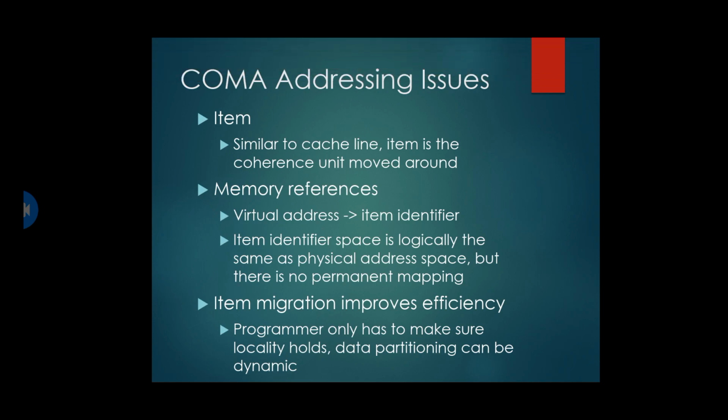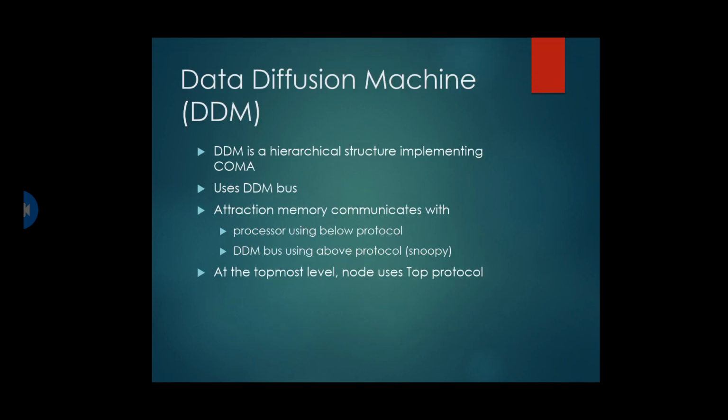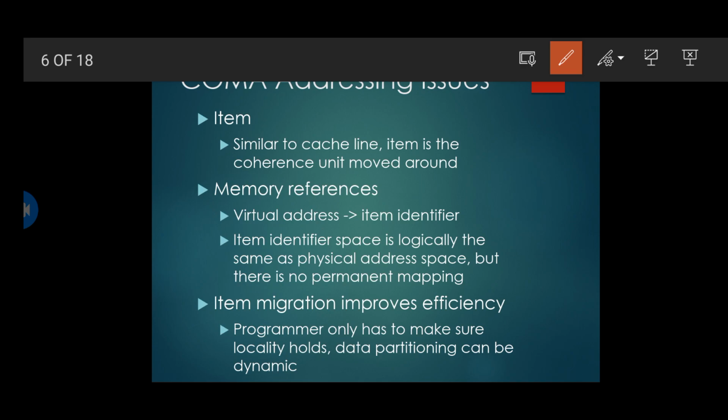Now COMA addressing issue. First, addressing will be by item. Similar to the cache line, the item is the coherence unit moved around. Next, it will be memory references. Virtual address will be the item identifier. Item identifier space is logically the same as physical address space, but there is no permanent mapping here.